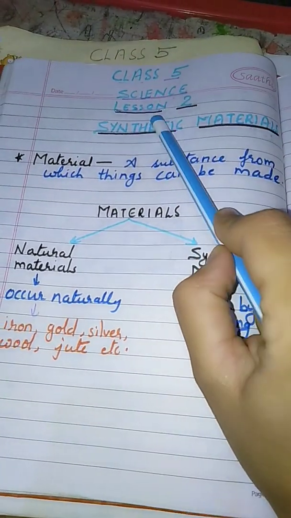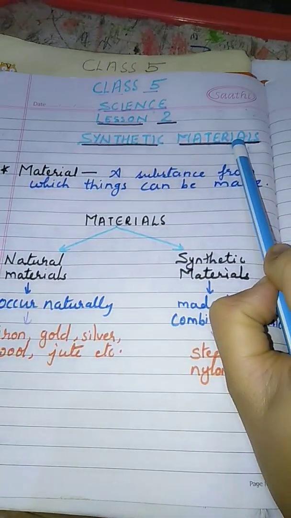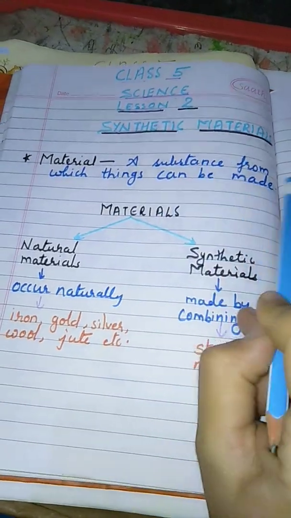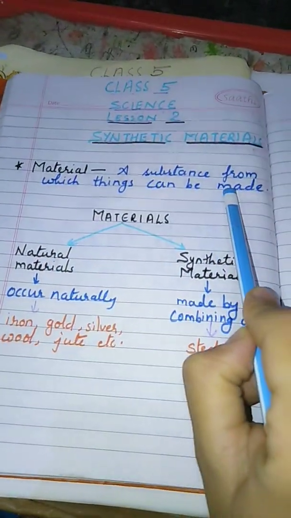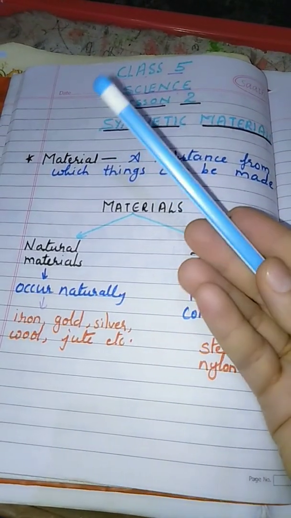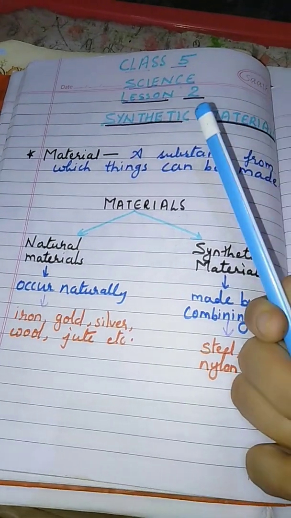Class 5 Science. Today we are going to study lesson 2, Synthetic Materials. Now what is a material? A material is a substance from which things can be made. So any substance from which things can be made is a material. Like this pencil is made up of wood. So wood is a material.